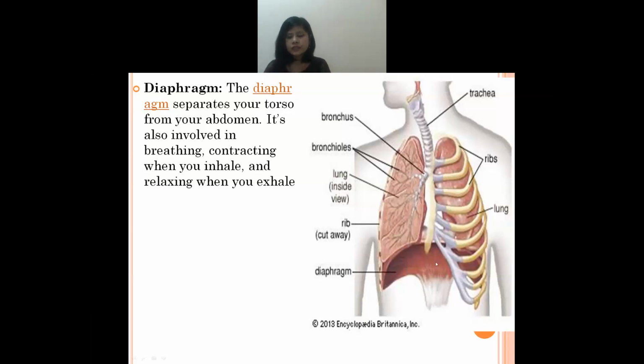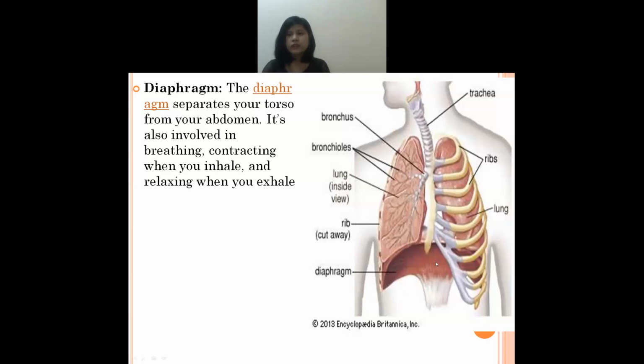And this diaphragm is involved in what? It is mainly responsible for breathing. Contraction occurs in your lungs when you inhale and when you exhale, and at that time the diaphragm is responsible.